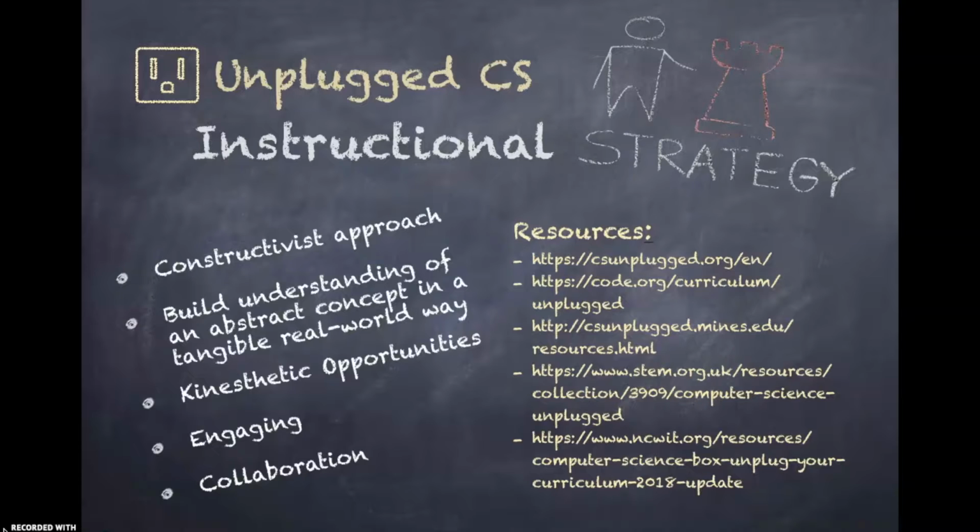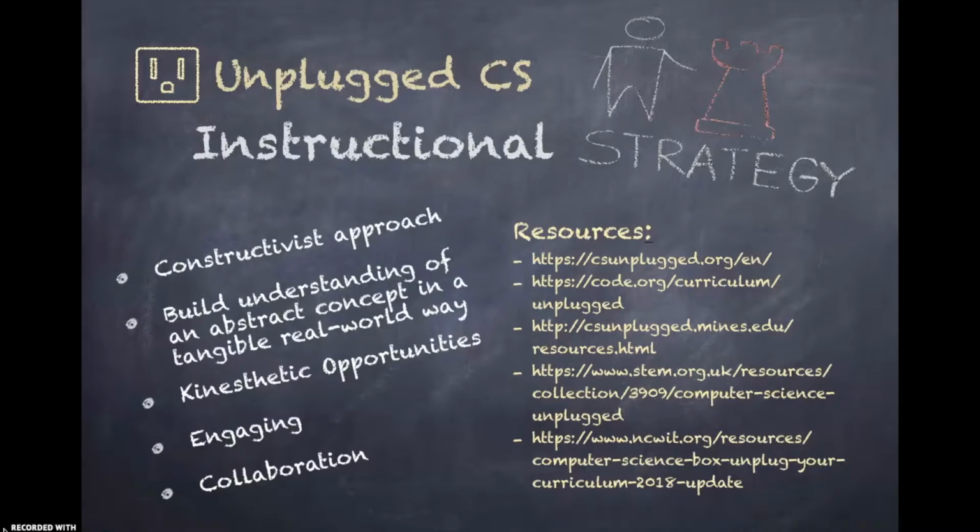Unplugged computer science started as a set of learning activities designed to explain computer science concepts without using a computer. It has evolved and is now considered to be a best practice and a research-based pedagogy for teaching computer science and computational thinking. Unplugged CS is a fun, engaging, and often kinesthetic opportunity for students to understand complicated and sometimes very abstract concepts in an approachable, real-world way.